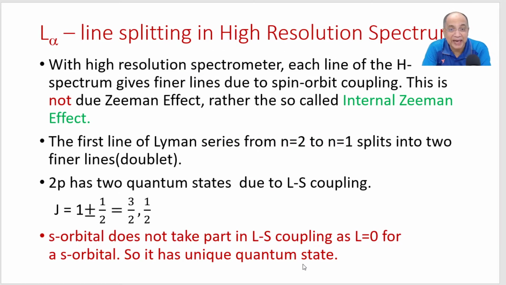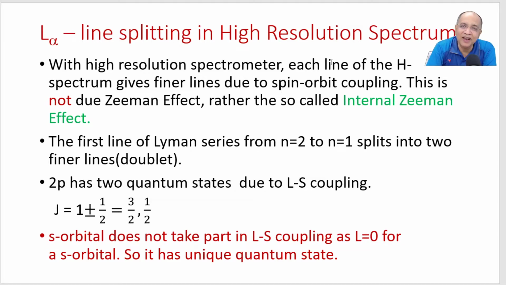Now let us apply this to the Lyman alpha line, the first line of the Lyman series, under high resolution. You remember that in the normal Zeeman effect it showed 3 lines, because the P level was split into 3 equally spaced quantum states, Px, Py, Pz, and all 3 transitions were allowed, so we get 3 lines, right? But now we are looking at no magnetic field, but under high resolution conditions. No magnetic field, no Zeeman, but internal Zeeman.